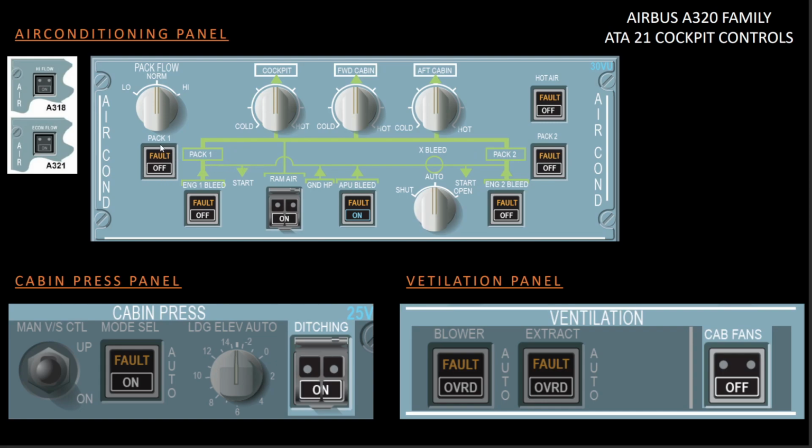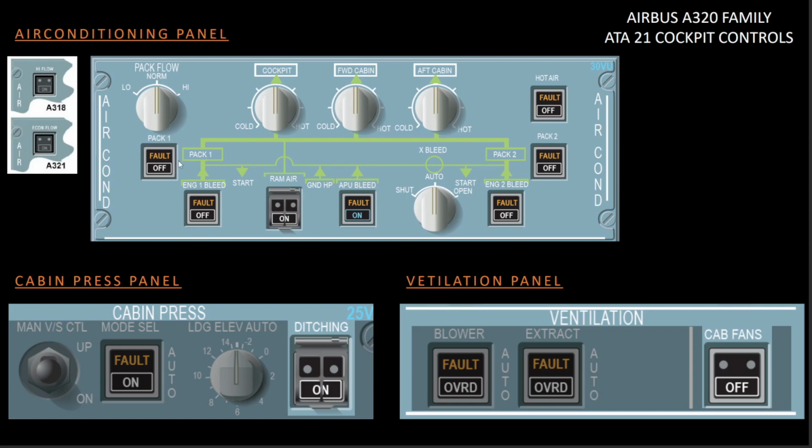Next we have these pack 1 and pack 2 push buttons. So you can see here you have two legends, the fault legend and the off legend. If the aircraft is in normal operation and the packs are functioning fully, you will not see any legend on these push buttons, so it will be blank. And you will never see these two fault and off legends together. If you have a fault, you will only see the fault light. When you switch it off, you will see the off light, right?